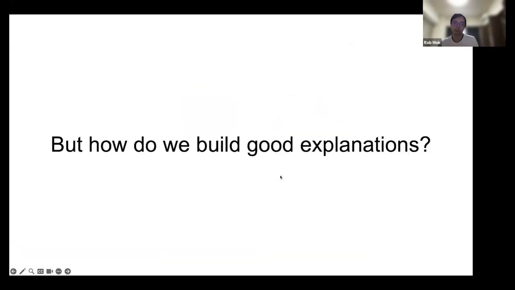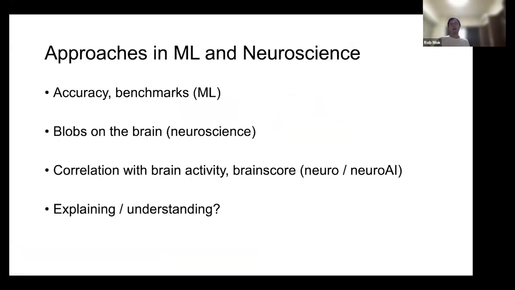But how do we actually build a good explanation, right? There are many approaches, and as many of you will know, as people who need to create projects and publish papers, there's a lot of pressure to do things relatively quickly, and it's hard to put more thought into how to answer our question properly. And there are easy ways to get there, well, easy as in straightforward ways, like hitting accuracy benchmarks in machine learning or in neuroscience. We're getting better, but then there might be blobs on the brain or some activity for some region that's higher for one condition than the other.